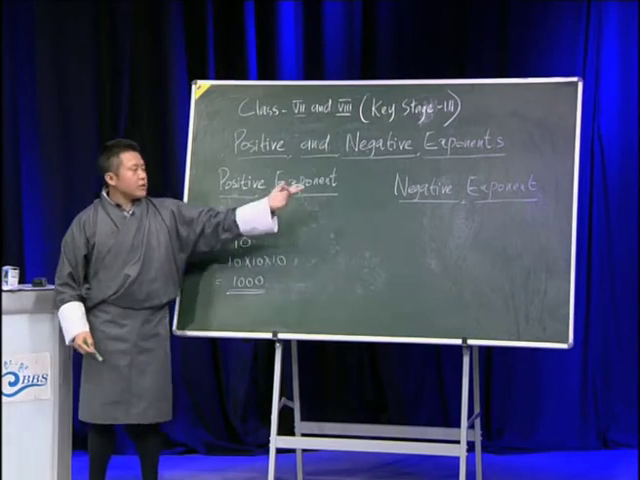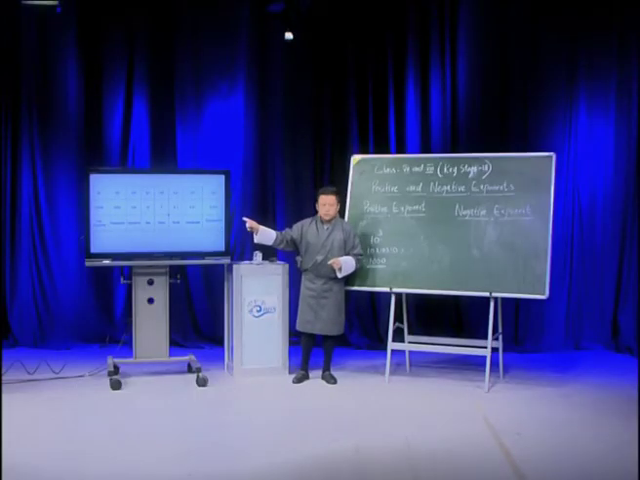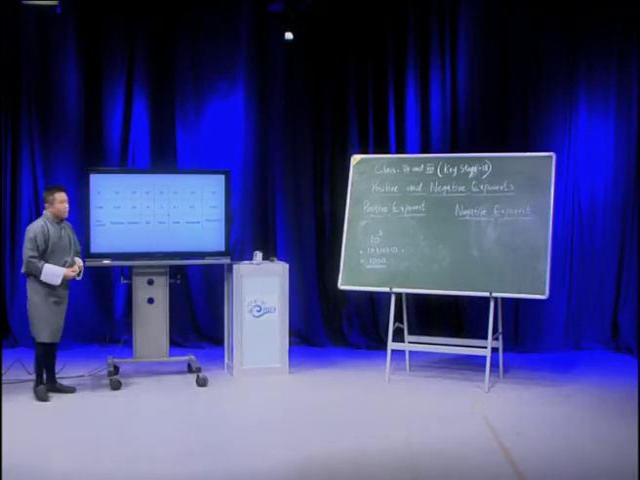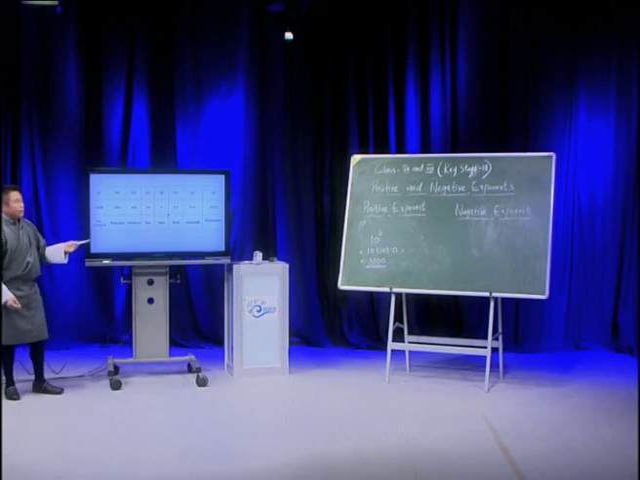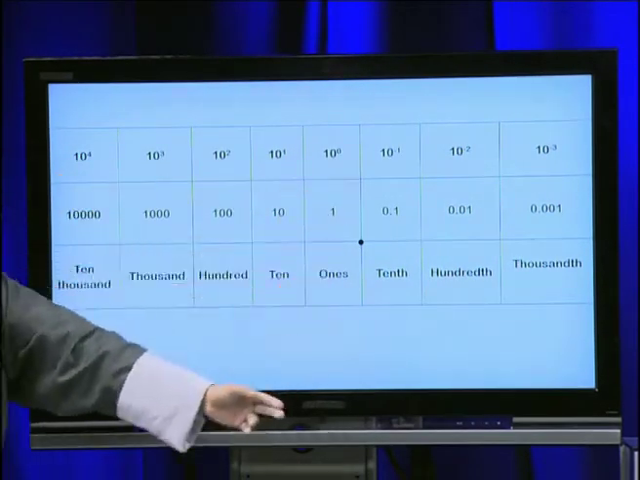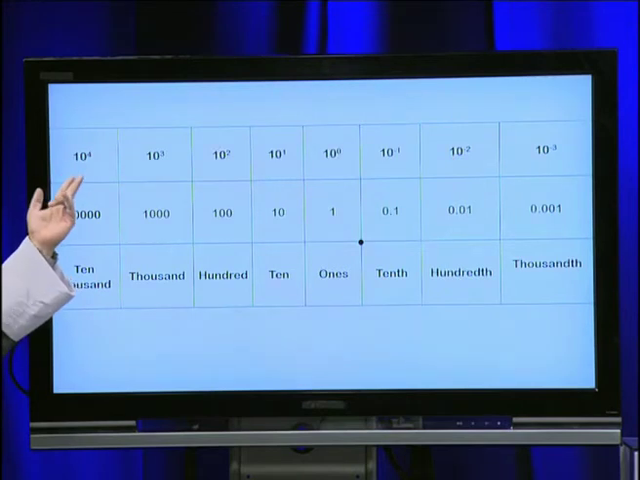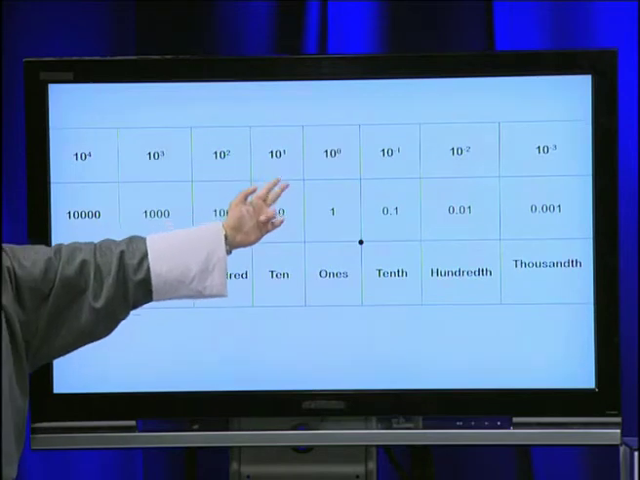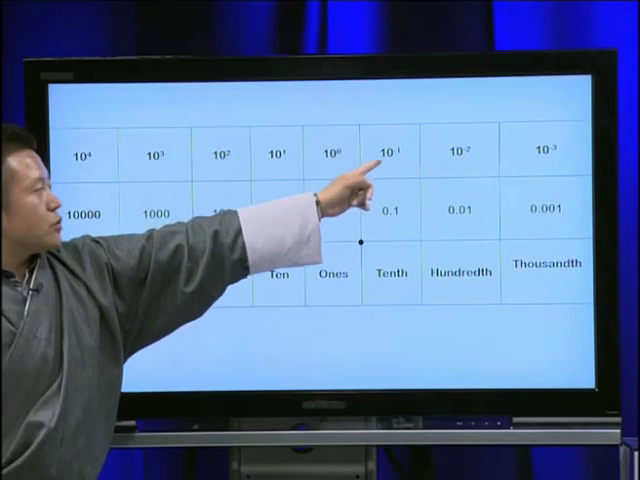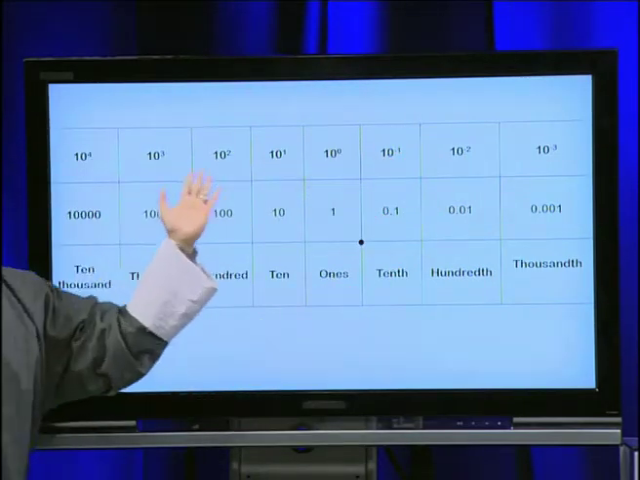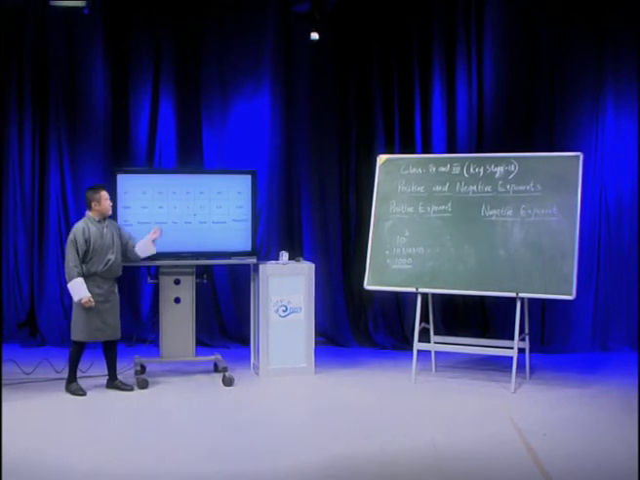In case of negative exponent, let's go to this table. Let's study this table in order to understand the negative exponent. Firstly, let's look at these numbers, the exponents. Here, 10 raised to 4, 10 raised to 3, 10 raised to 2, 10 raised to 1, 10 raised to 0, 10 raised to negative 1, similarly negative 2, negative 3. These are the exponents, these are the power numbers.